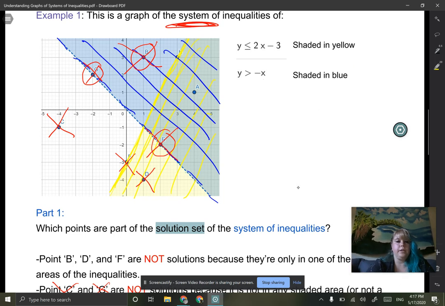Lastly, H is on the yellow line, so it is a solution for the yellow, and it's within the blue, so it is a solution for the blue. All right, and then A is clearly in both double shaded area. So again, it's a solution. So H and A are our solutions.